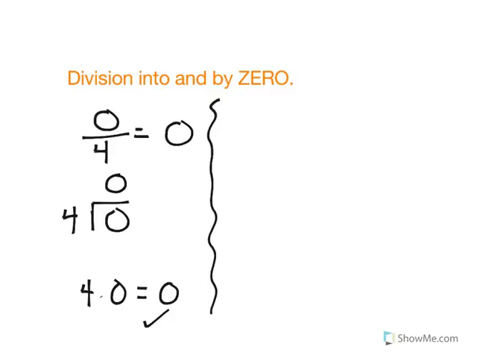But division by 0 is completely different. That is a number divided by 0, and that is undefined.